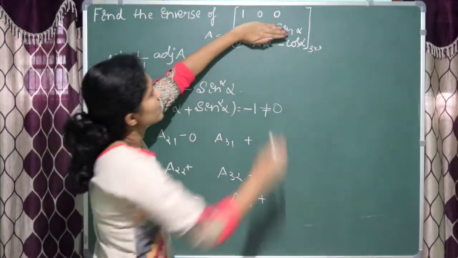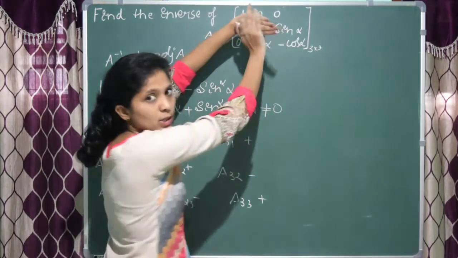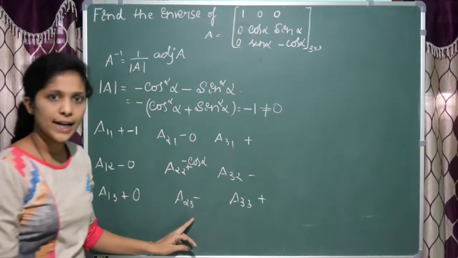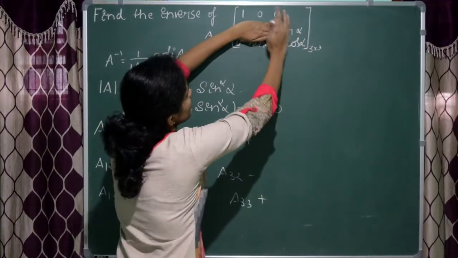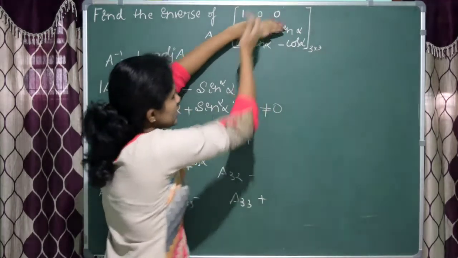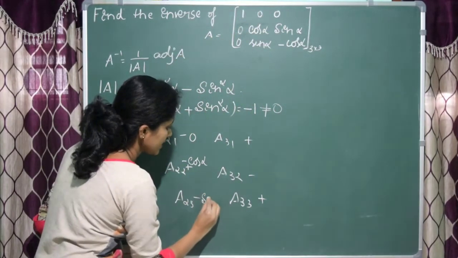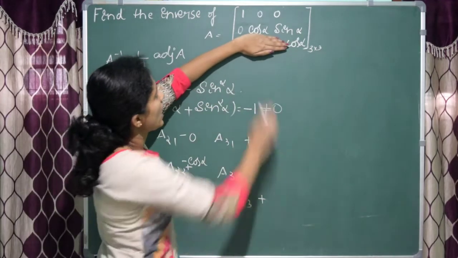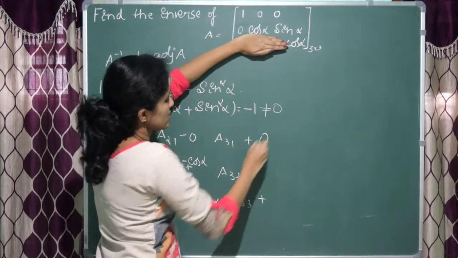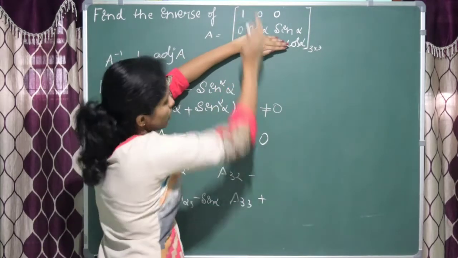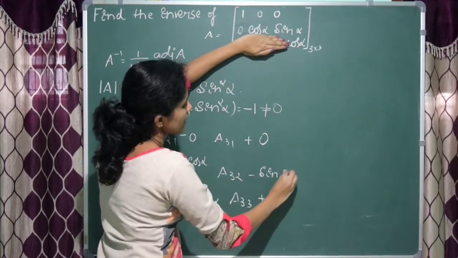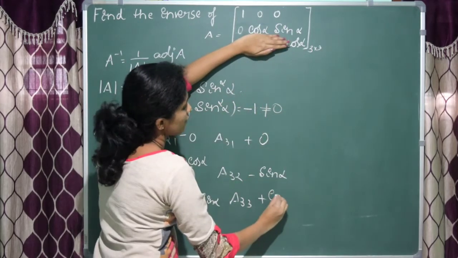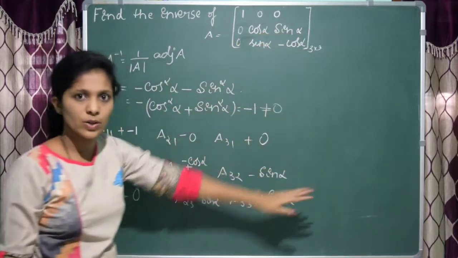A22. Second row, second column. So, this will be equal to minus cos alpha. Right. So, this is equal to minus cos alpha. A23. Second row, third column. So, this is now sin alpha minus 0. So, this will be equal to minus sin alpha. Now, A31. Third row and first column. So, this will be equal to 0. A32, third row, second column. So, this will be equal to minus sin alpha. A33, third row, third column. So, this will be equal to cos alpha. So, we got the values.